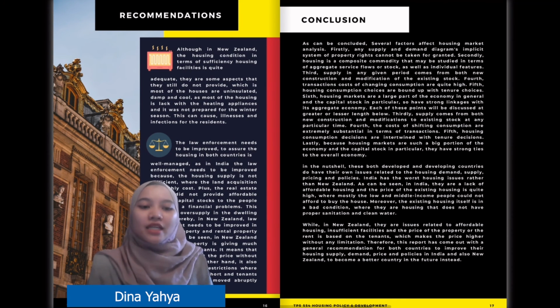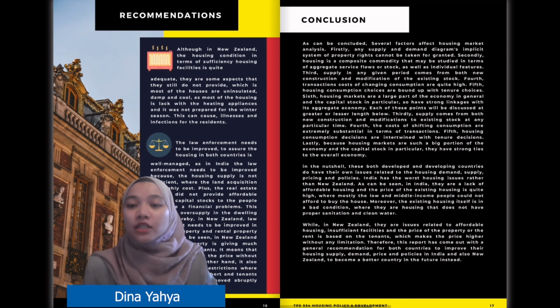The last recommendation is to improve law enforcement to ensure the housing in both countries is well managed. As in India, we can see the housing supply is not sufficient, where land acquisitions are very costly and do not provide affordable housing capital stocks to the people who have financial problems.